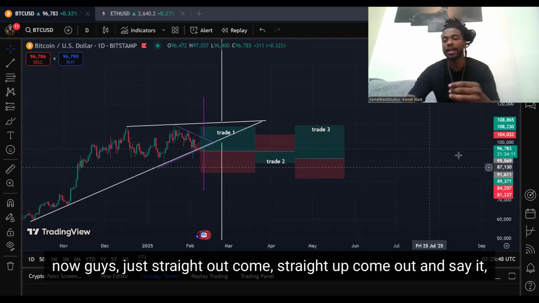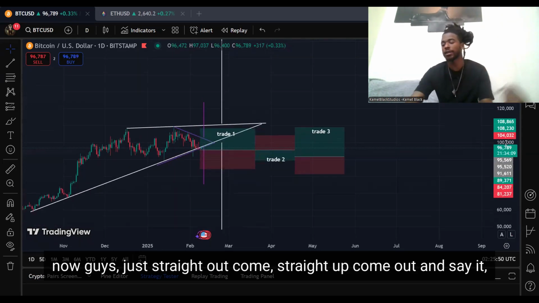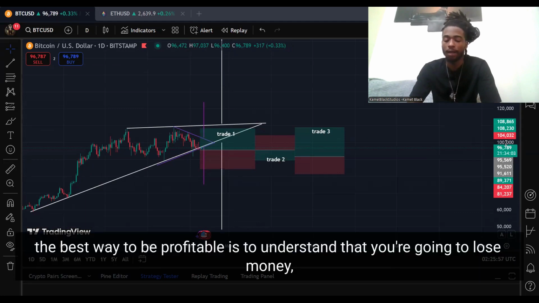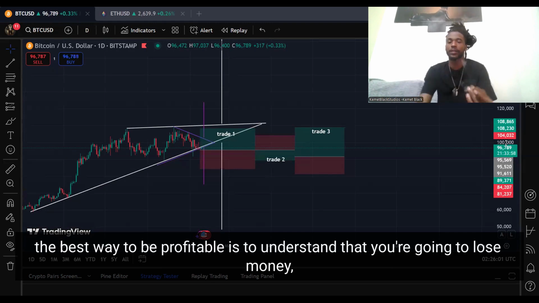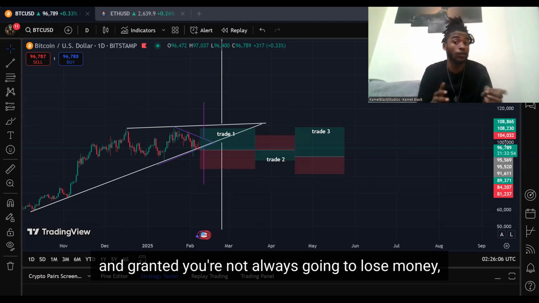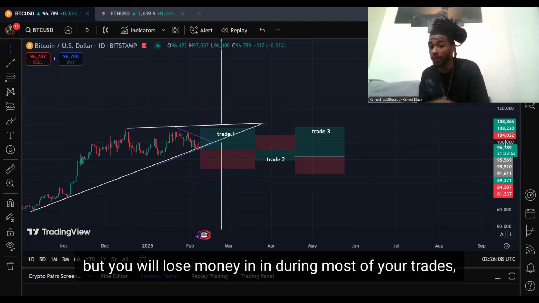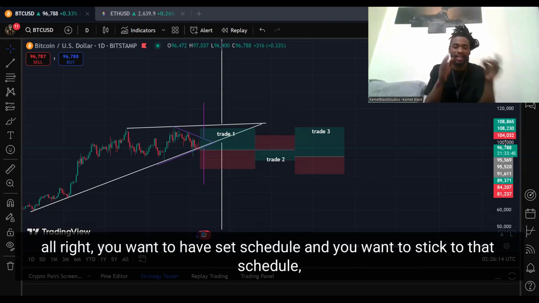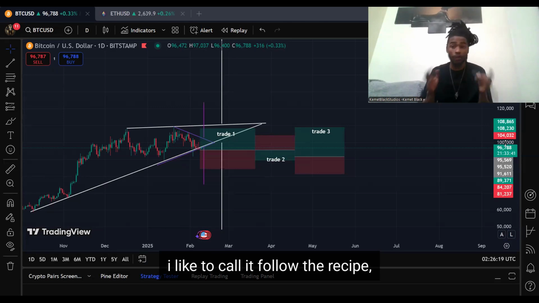Now guys, I'm going to straight up come out and say it. When you are trading crypto, the best way to be profitable is to understand that you're going to lose money. You're not always going to make money, and granted, you're not always going to lose money, but you will lose money during most of your trades. That's why you want to have discipline. You want to have a set schedule and stick to that schedule. I like to call it follow the recipe.